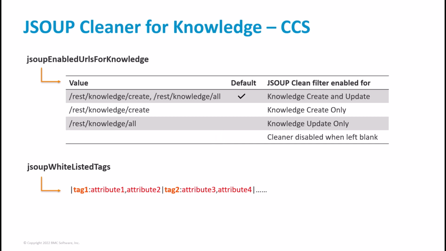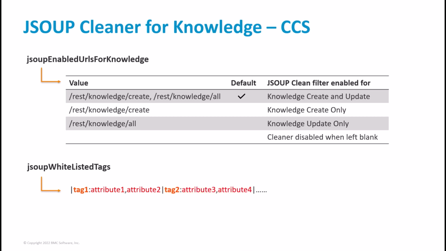The second parameter is JSoup whitelisted tags, and this allows administrators to add tags and attributes they deem safe to supplement the default whitelist of tags and attributes that comes with SmartIT. The format of the value for this parameter should be a pipe symbol, then HTML tag name, followed by a colon and a comma-separated list of approved attributes for that tag. Further tags and attributes can then be added by starting with the next pipe symbol.